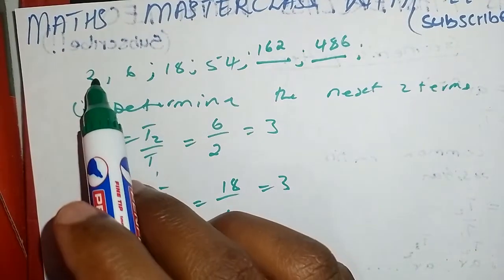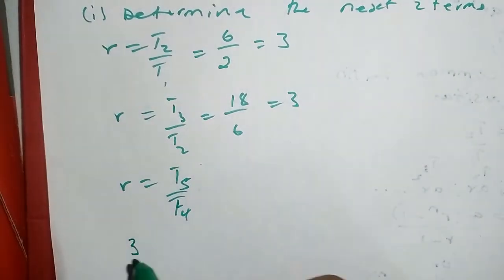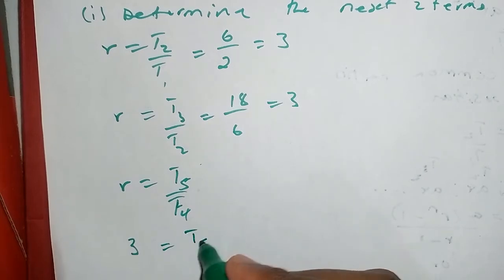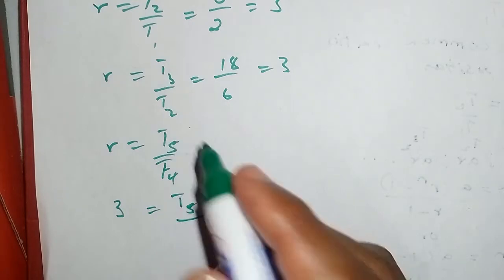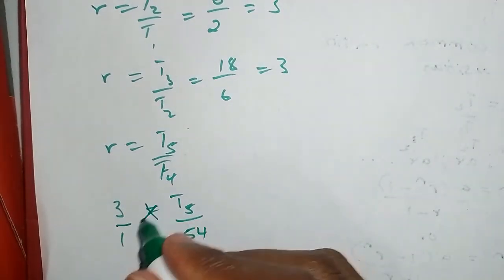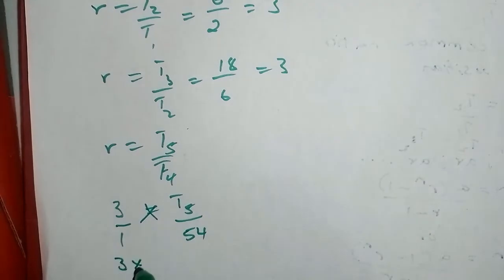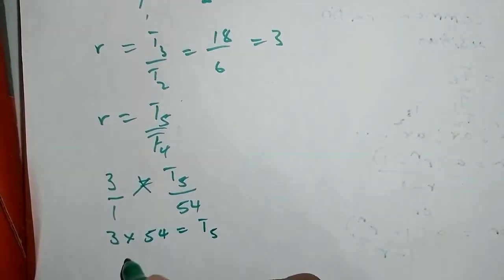Right? Because this is 1, 2, 3, 4. Term number 4, right? What is r? R is 3. What is term number 4? We don't have term number 5, but we have term number 4, which is 54. Right? And then I'm just going to cross multiply, then it's going to be 3 multiplied by 54, which is equal to T5, giving me 162.